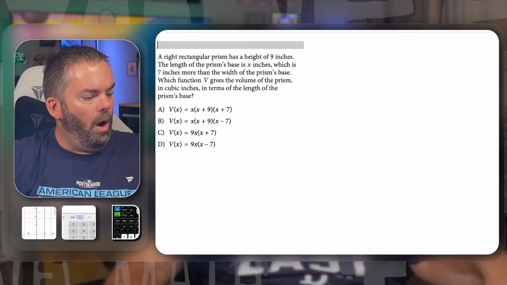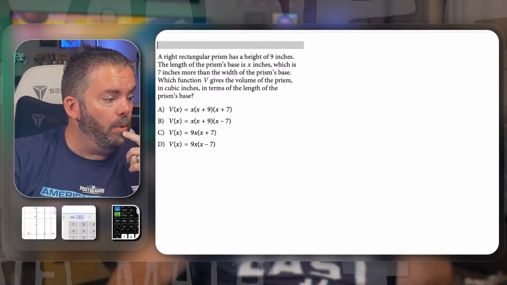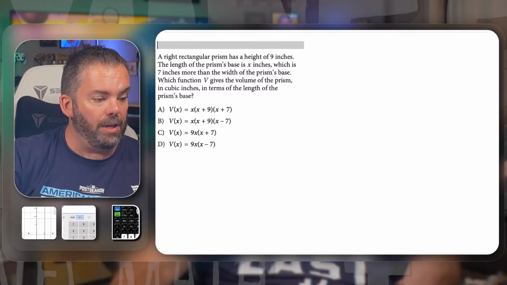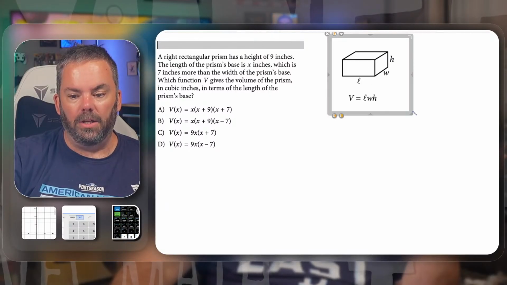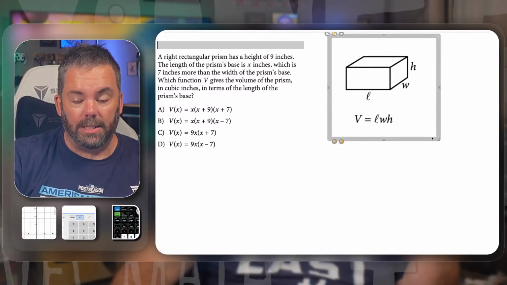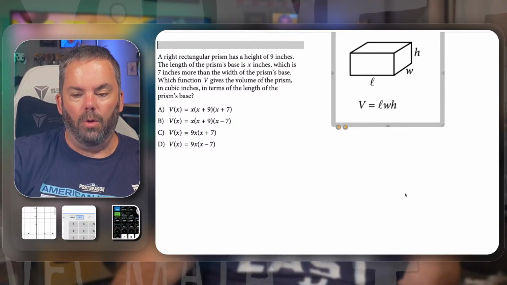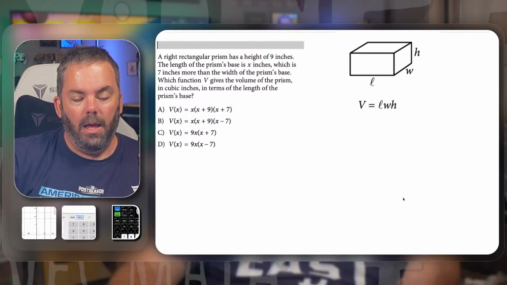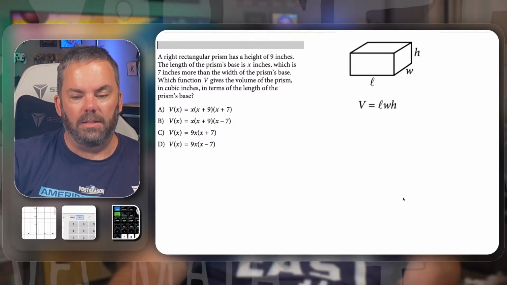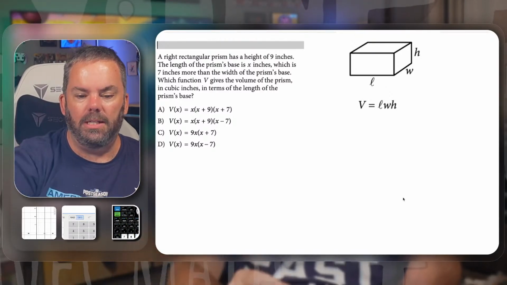All right, so on the reference sheet, they don't tell you what these shapes are, right? That's the only thing about the reference sheet. You'll just see a picture and the formula. So you'll need to know that this is a rectangular prism. So a rectangular prism is length times width times height. And so if we look at this, I'm going to write this out.